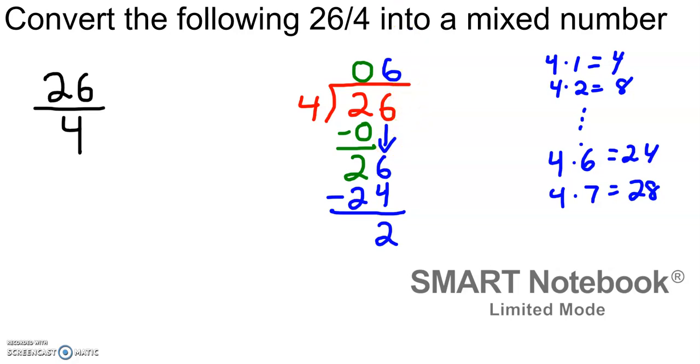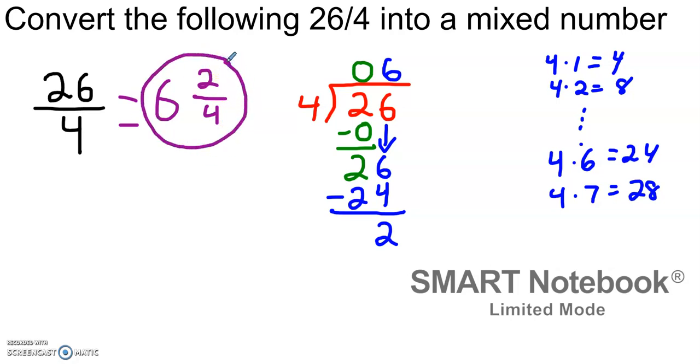Because there are no other numbers here, I can stop right here because I'm going to leave my remainder as my numerator. So here, my quotient has a 6 as a whole number. So 4 goes into 26 6 whole times. My remainder here of 2 is now my new numerator. And of course, my denominator stays the same. So this becomes 6 2/4. I would like you to pause this video now and copy all of the work in your notebooks.